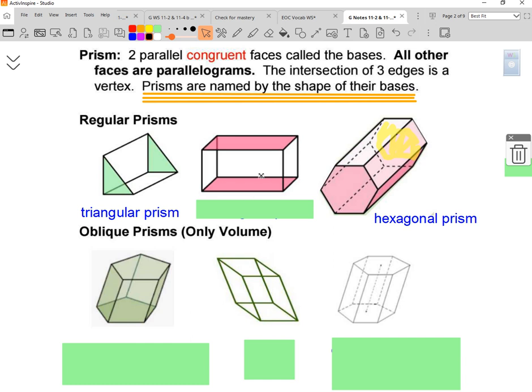Rectangular prism. So here's the funny thing. This is a rectangle and this is a rectangle. They're parallel and congruent. Well, the front and back are also rectangles. They're parallel and congruent. The 2 ends are also rectangles. They're parallel and congruent. So a rectangular prism actually has 3 pairs of bases.